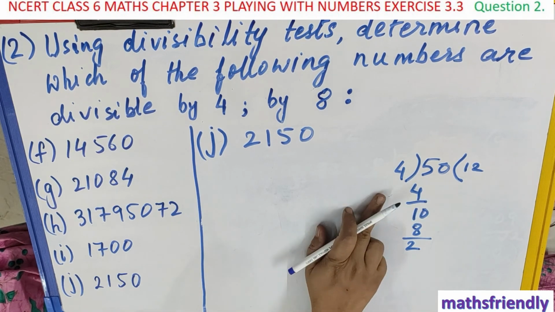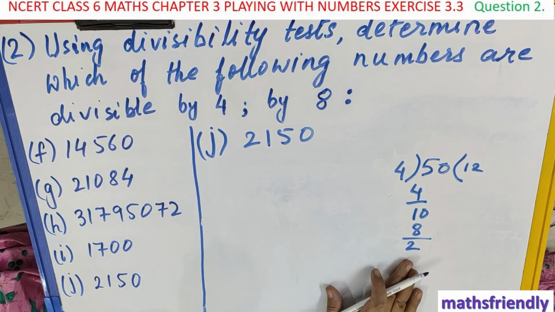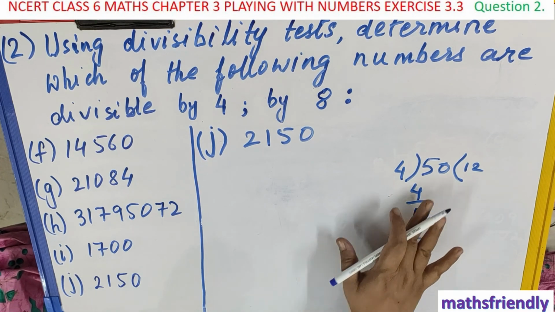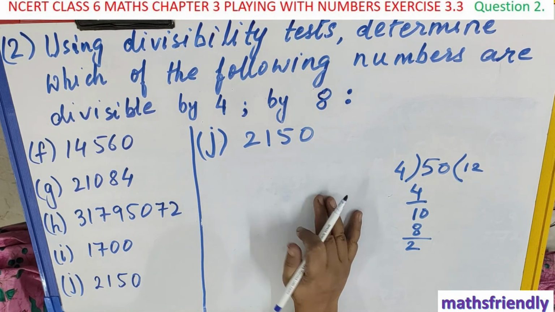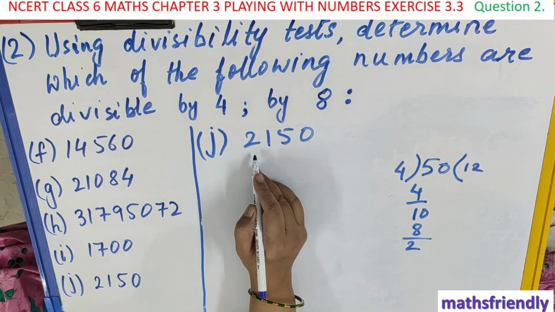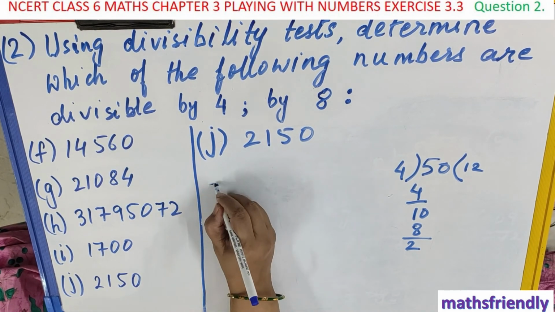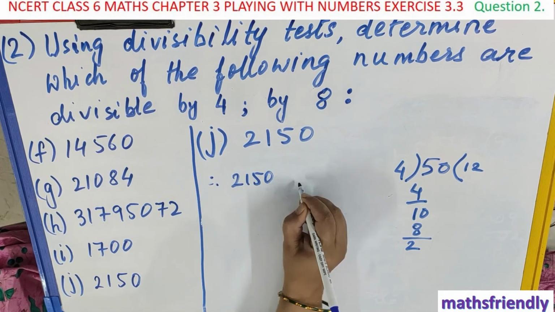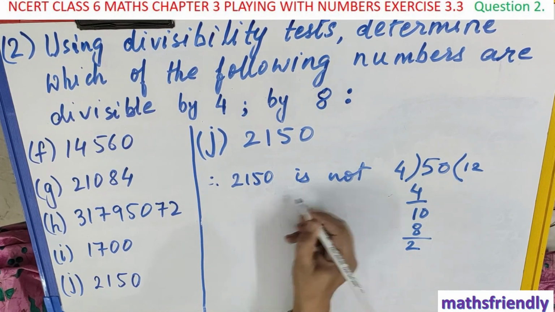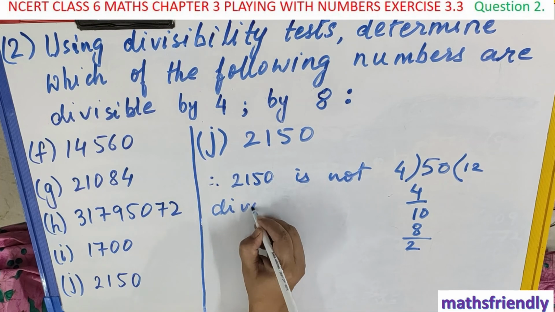Why is this 50 not divisible by 4? Because we are not getting the remainder 0, we are getting a remainder other than 0. It means this 50 is not divisible by 4, so this complete number is also not divisible by 4. So we can write, therefore, 2150 is not divisible by 4.